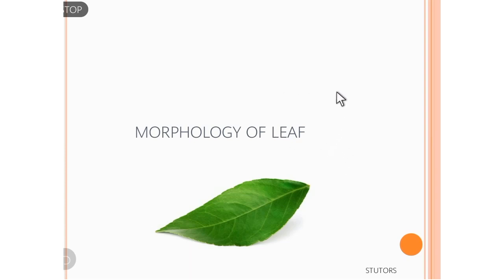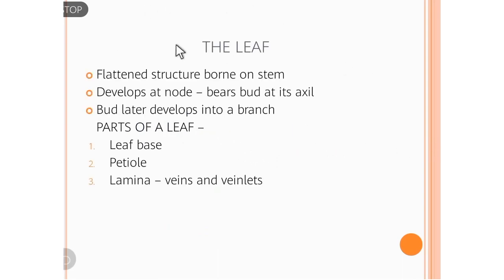In the last video, we learned about the morphology of stem. So in this session, we'll be dealing with the morphology of leaf. Now speaking about the morphology of leaf, it is a flattened green color structure born on the stem. It is born or developed at the node of a stem. I hope you know what a node is. We have discussed it in detail in the last session.